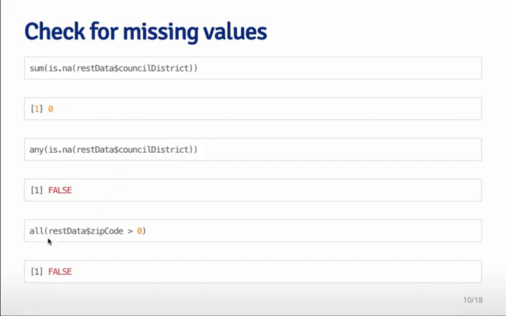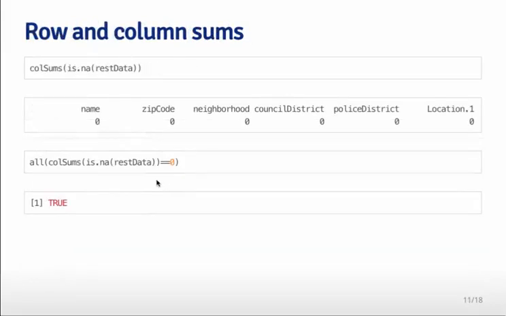You can also look at all. All will check to see if, for example, every single value satisfies a condition. So we would hope that all the zip codes are greater than 0, but it turns out that actually one of them isn't greater than 0, so you can see that again with this all command.